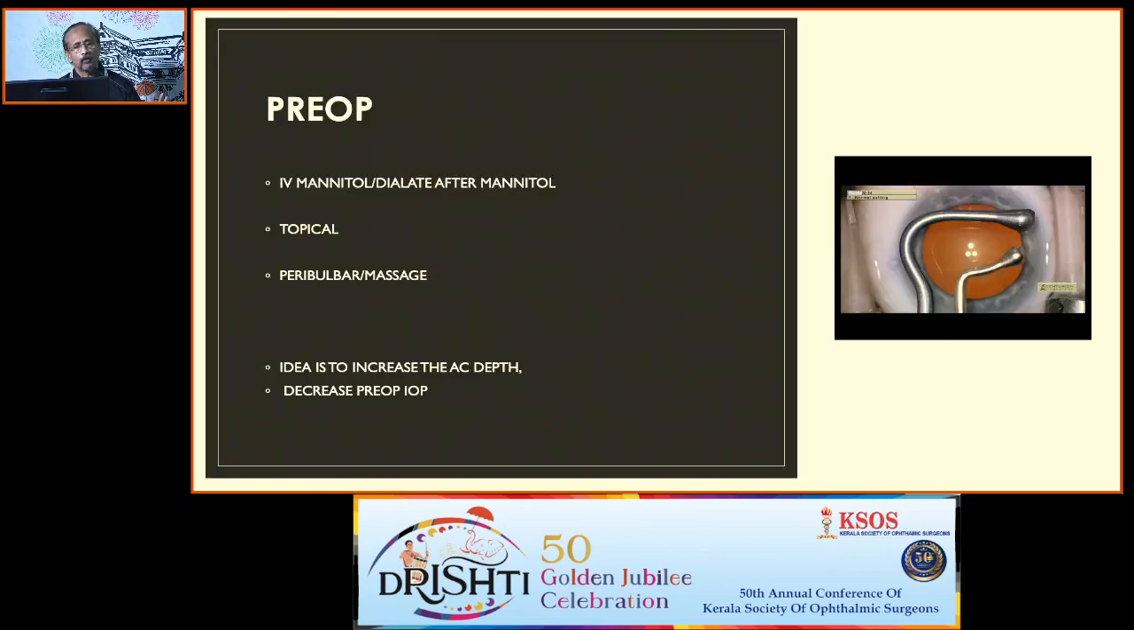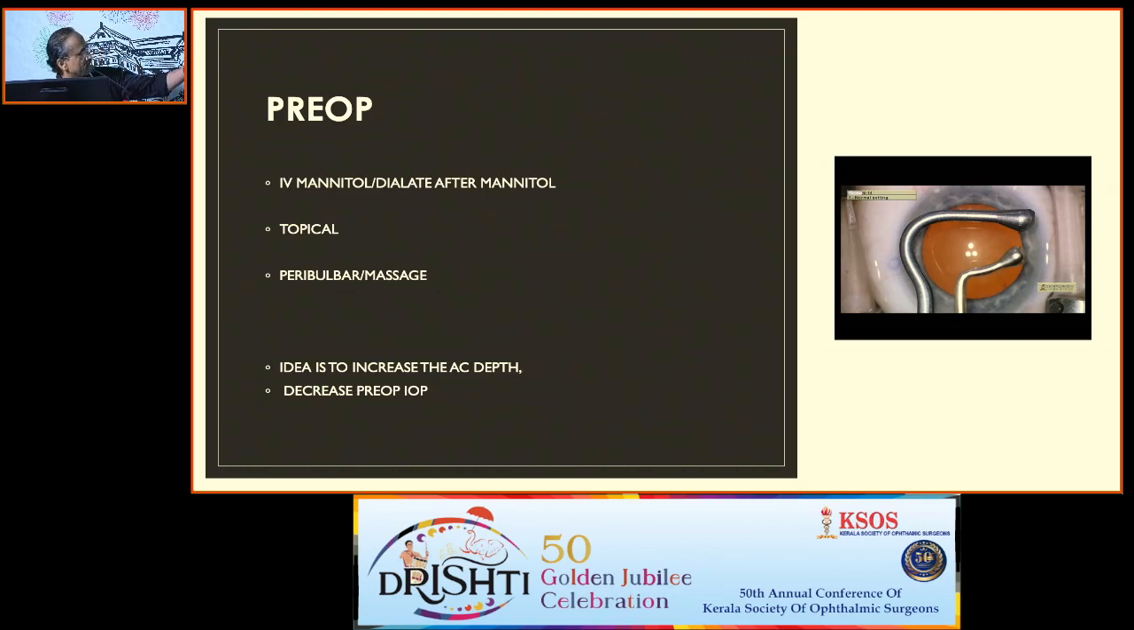So preoperatively, what you should do is give IV mannitol, 1 gram per kilogram body weight of a 20% mannitol, about 1 hour before surgery or 45 minutes before surgery. I usually do under topical, but if it looks slightly difficult, a small pupil stuck, then I give a peribulbar minimal amount of lignocaine and bupivacaine and give a massage.